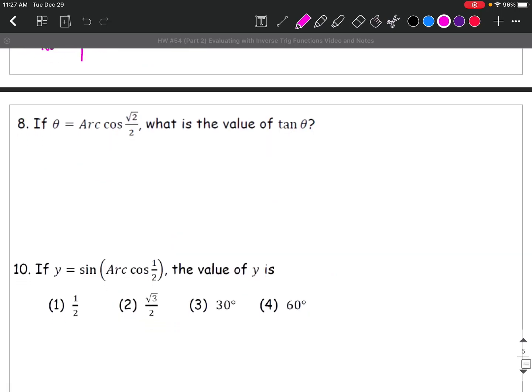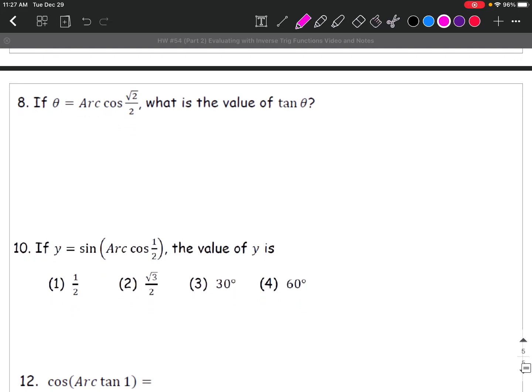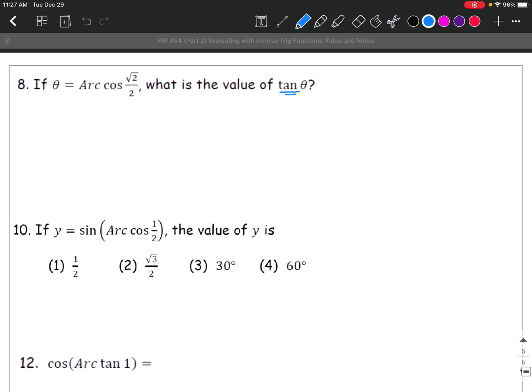Let's take a look at theta equals arc cosine of radical 2 over 2, but it's asking for the value of tan theta. Ooh. So first thing is we have to find theta. So remember, theta is the angle whose cosine is radical 2 over 2. So what angle has a cosine of radical 2 over 2? That would be pi over 4 or 45 degrees, depending on whichever you like to think about. That means that tan theta that we're trying to find is really the tangent of 45 degrees. And again, if you look at your chart, the tangent of 45 degrees is 1.